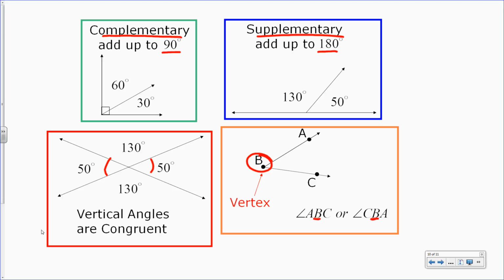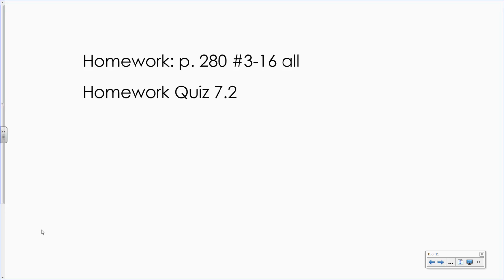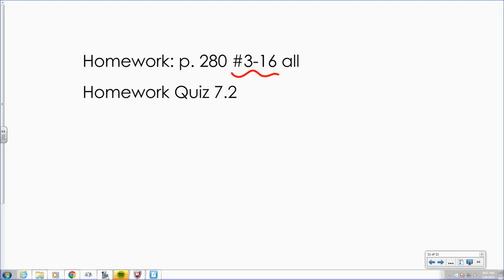Now those are your notes. What I would like you to do now is get the paper for page 280. You need to do 3 through 16 all. And when you're done doing that homework and checking it, you can go ahead and take homework quiz 7.2. So you're now done with your notes for this section.